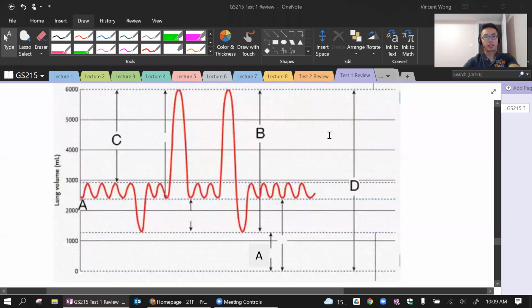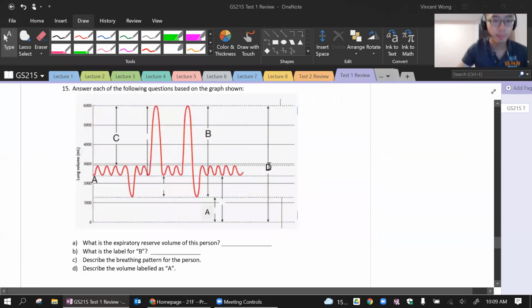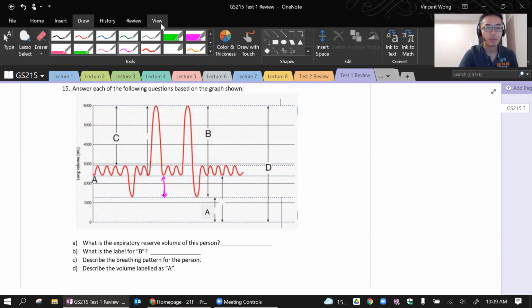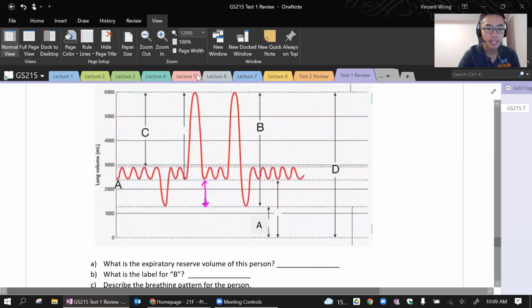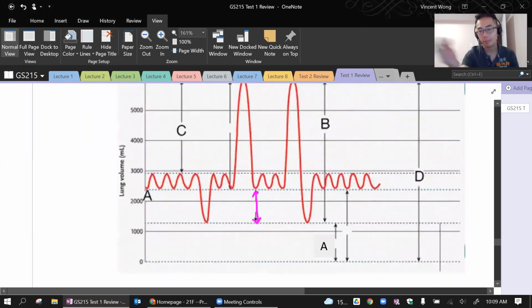Okay, next one. Answer each of the following questions based on the diagram below. What is the expiratory reserve volume of this person? Okay, so expiratory reserve volume is from here to here, right? This is the expiratory reserve volume. And what is that? I mean, it's not the best graph here. On the test, I will probably give you a better one.